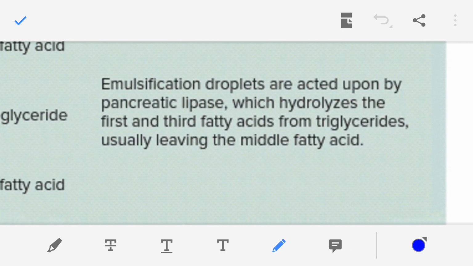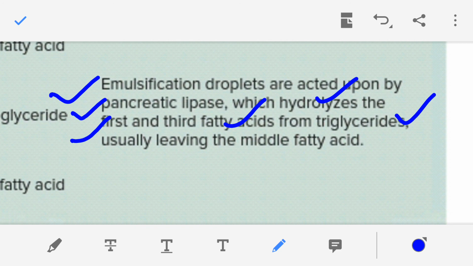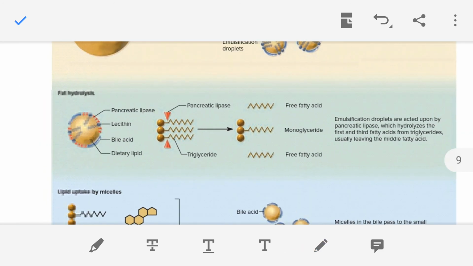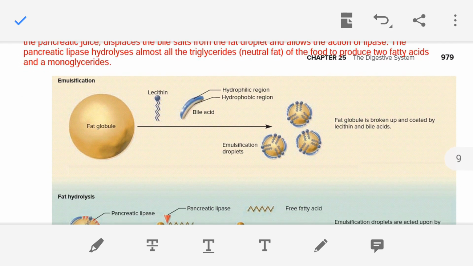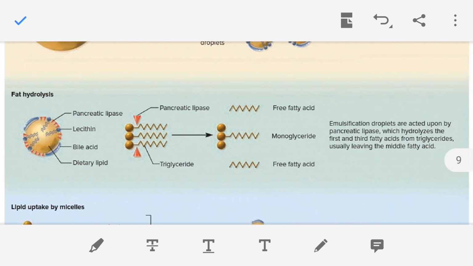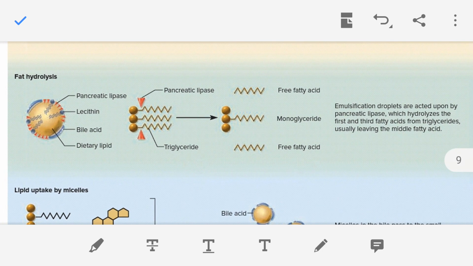So see over here it is written emulsification droplet, they are acted upon by pancreatic lipase. Pancreatic lipase hydrolyzes first and third fatty acid from the triglyceride, and it is not removing the middle fatty acid, the pancreatic lipase. So this is the ninth point of our discussion, and for the ninth point, this is the figure. Okay. Now moving on the 10th point.